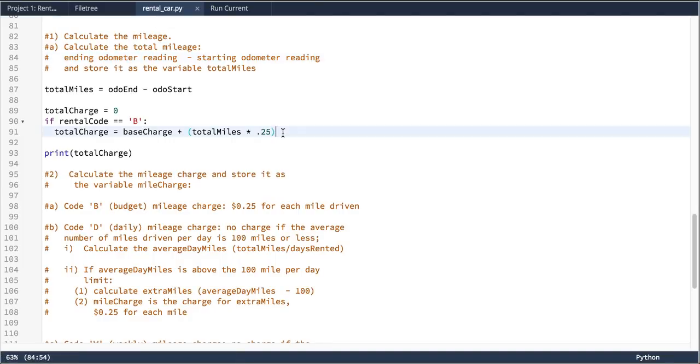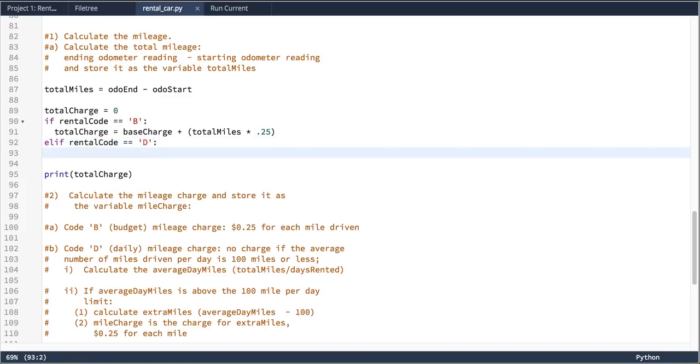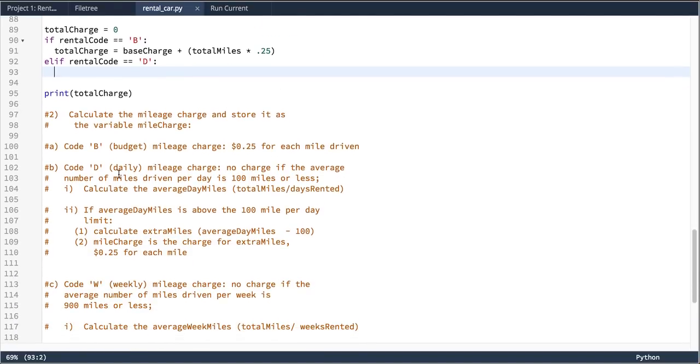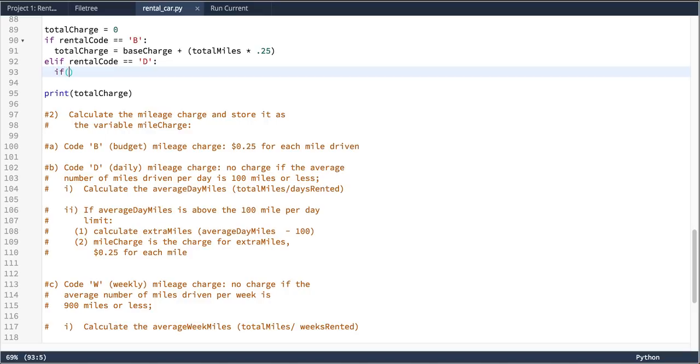So now let's go on to the next calculation. The next calculation is for daily. So it'll be LF, rental code is daily. Well, what do we have to do for daily? What does it tell us down here? No charge if the average number of miles per day is 100 miles or less. So if total miles is less than or equal to 100, well, we don't really need to do it like that, do we?